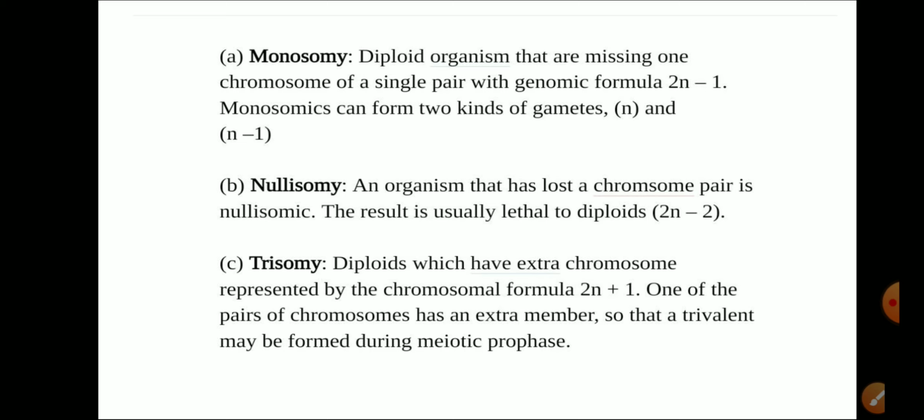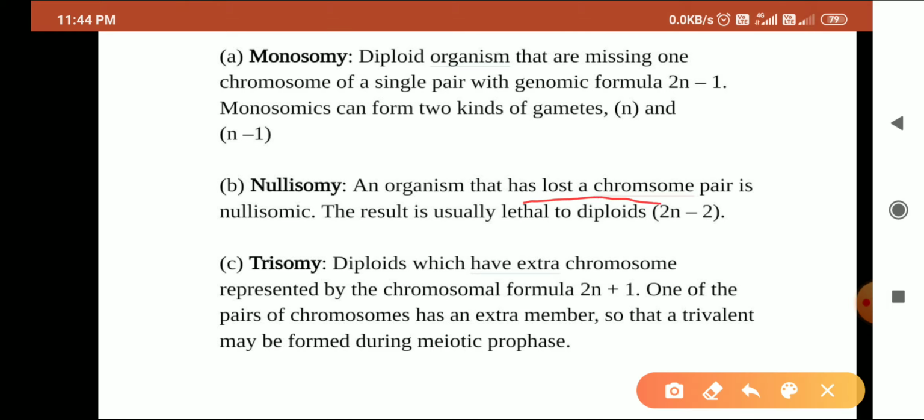Monosomy means that when the diploid organism has one chromosome missing from a pair of chromosomes, the genomic formula will be 2n minus 1. So monosomics have two kinds of gametes, one is n and the other is n minus 1. Then nullisomy: the organism has lost a chromosome pair, that is said to be nullisomic. It is represented by the formula 2n minus 2.